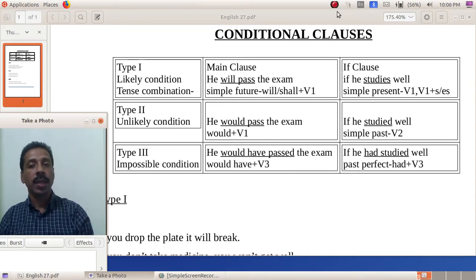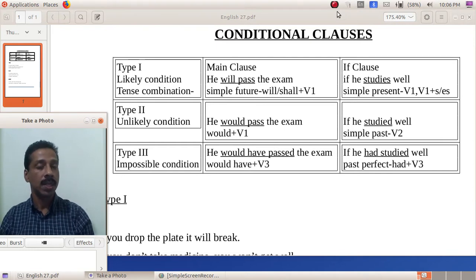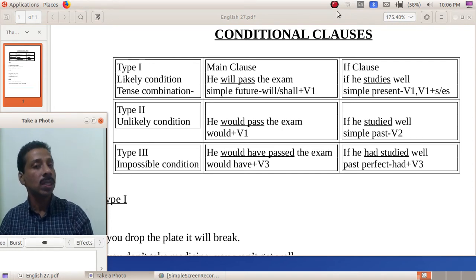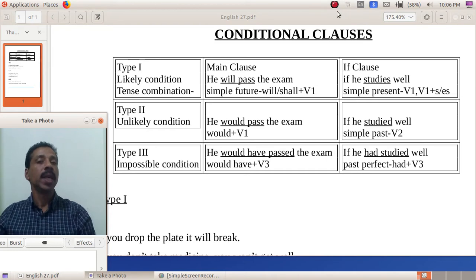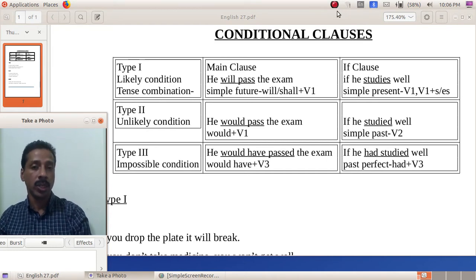In certain sentences we will mention two actions, and if we use a conditional clause, that is to show that for the fulfillment of one action, the second one is a condition. That means if that second action doesn't take place, the other action also won't take place. That's why we say that it's a conditional clause. Then we have to come to it in detail.